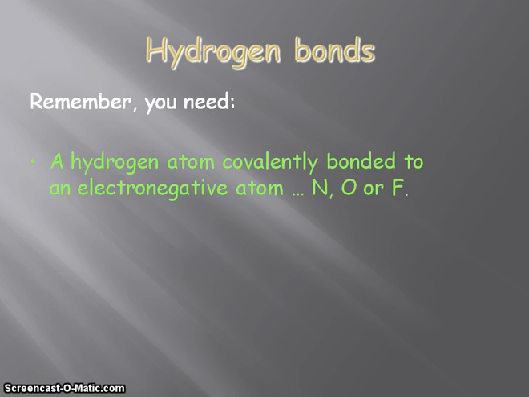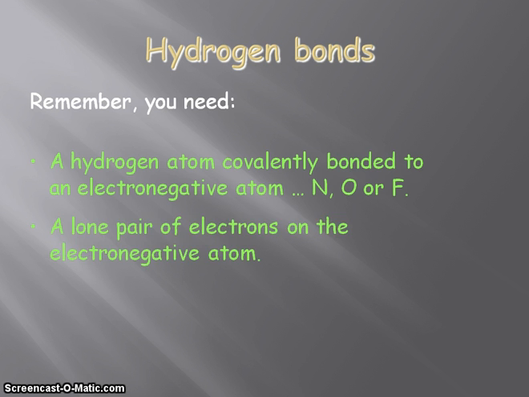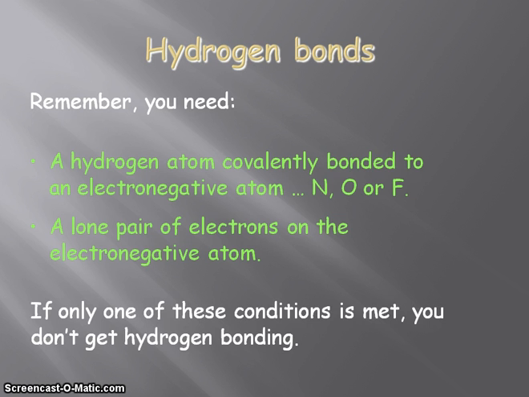Remember, for hydrogen bonding you always need a hydrogen atom covalently bonded to an electronegative atom such as nitrogen, oxygen, or fluorine, and a lone pair of electrons on the electronegative atom. If only one of these conditions is met, you don't get hydrogen bonding.